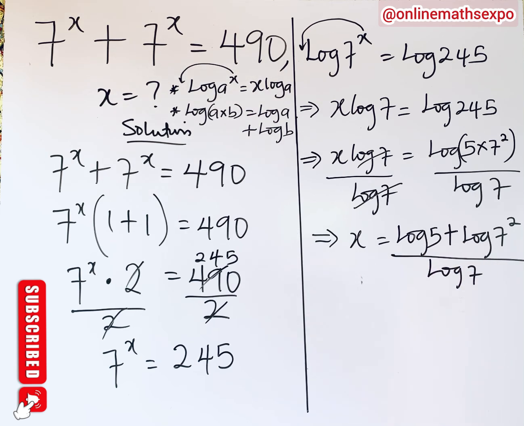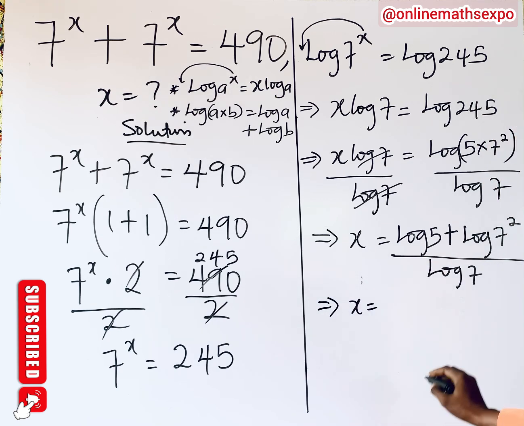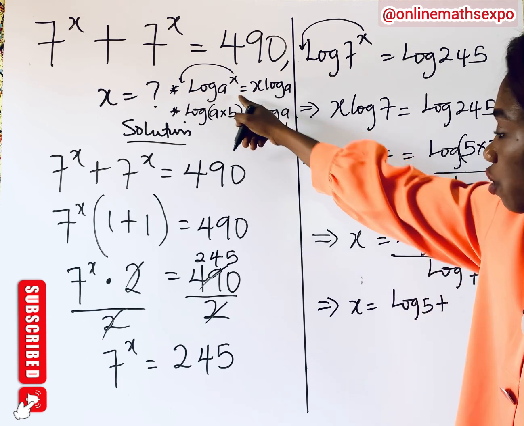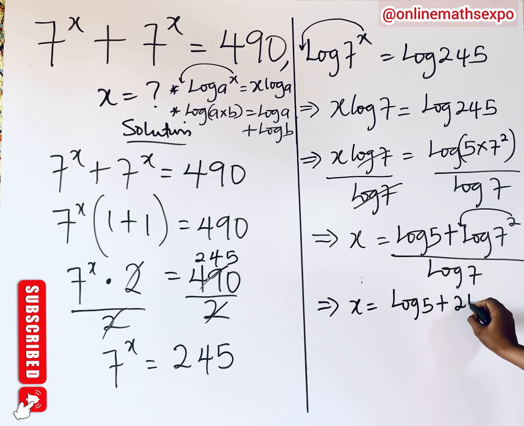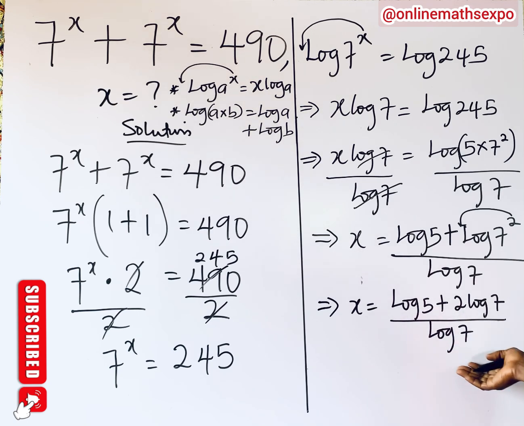So what do you do again? This is going to give us x is equal to log of 5 plus, remembering the power rule, it becomes 2 log 7, all over log of 7. Because this log 7 is a denominator, we are going to split.